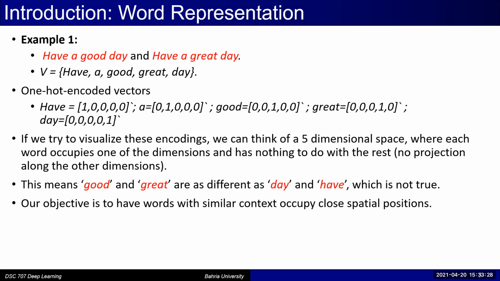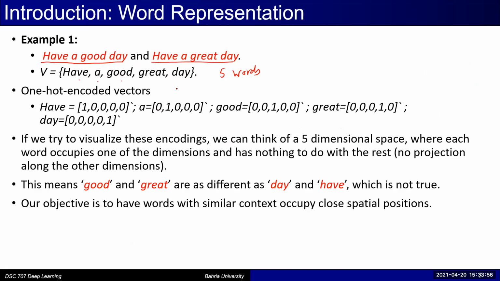Suppose we have two sentences. The first sentence is "have a good day", and the second sentence is "have a great day". This is the whole corpus, we don't have anything else. If I have to make a vocabulary, I see how many unique words there are: 1, 2, 3, 4, 5. So this is my vocabulary of 5 words. All the words in my corpus, I just split them and they become my vocabulary.